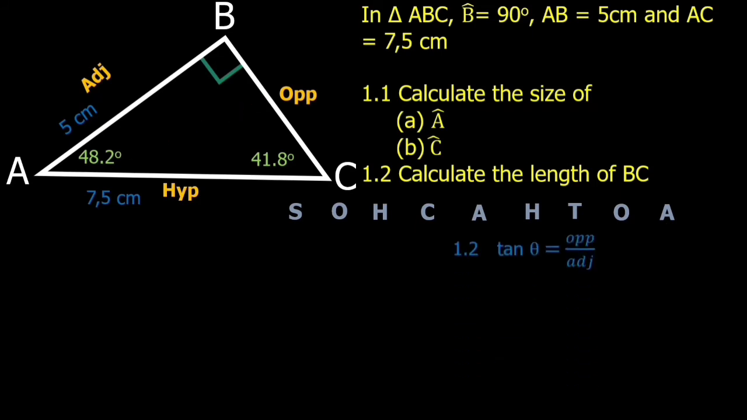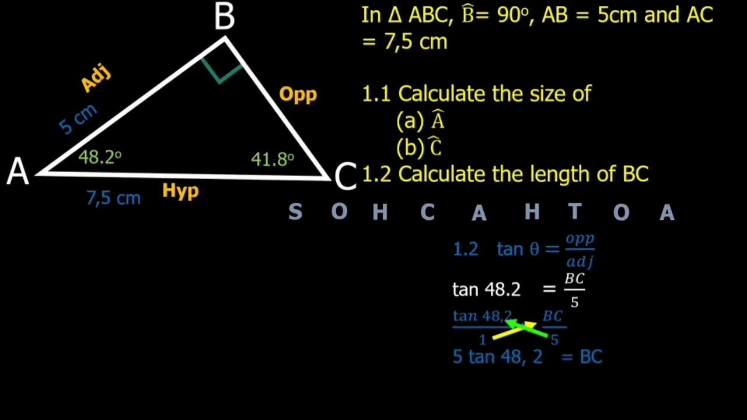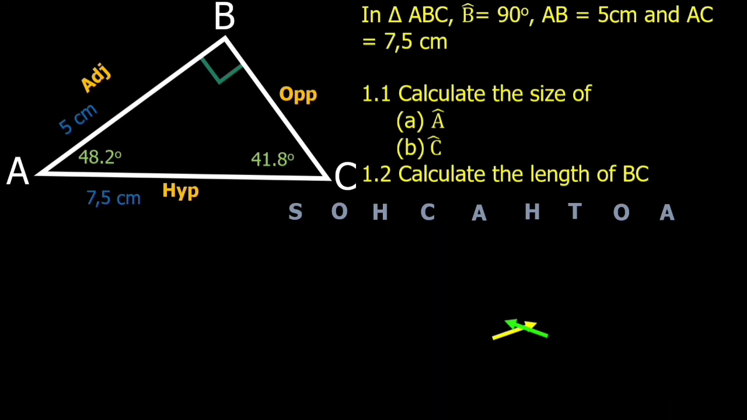BC is the opposite side in this case. We can use the opposite over the adjacent. In other words, we can use the tan of theta to find out what BC is. We'll use the tan of 48,2, and the adjacent side is 5. At this stage, we know that we can make those two sides ratios and cross multiply. 5 tan 48,2 equals BC. BC equals 5,59. You can round that off to 5,6 to one decimal place.